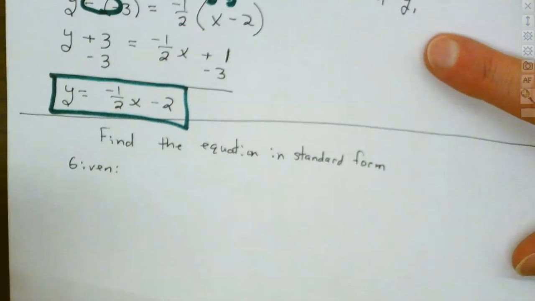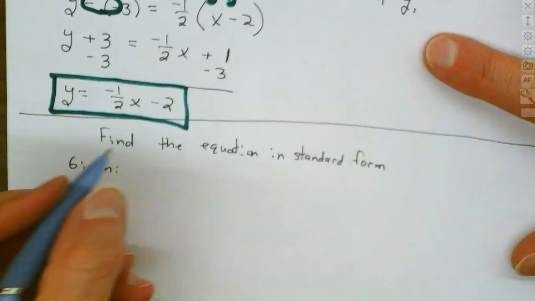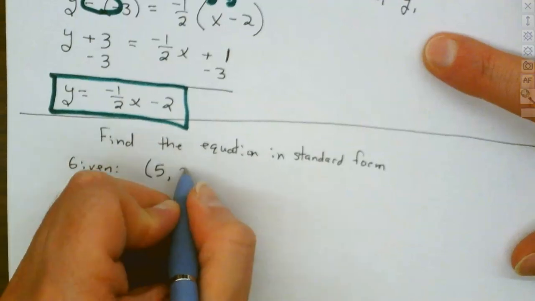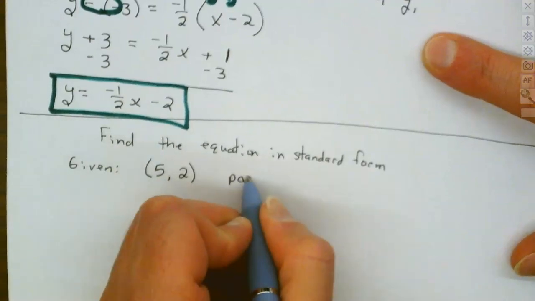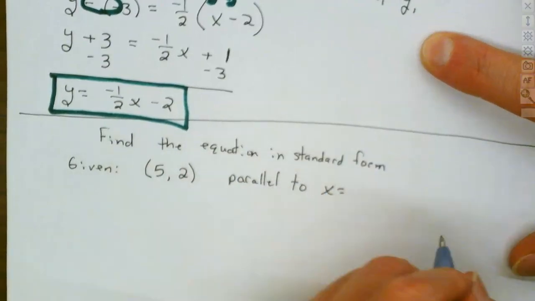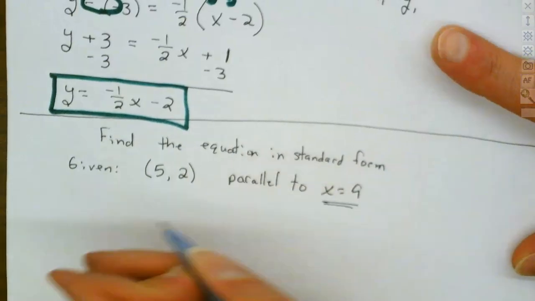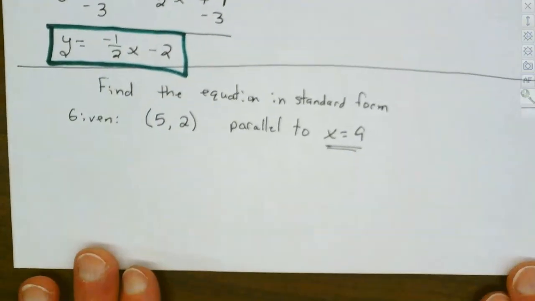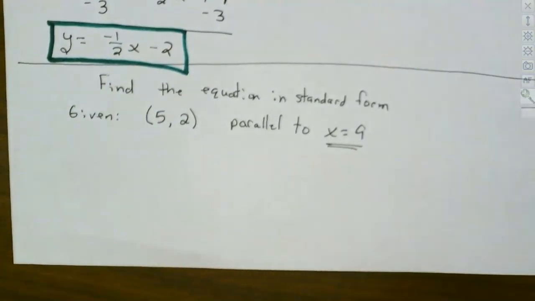And you're going to be given a point in the line equation again. So let's say we have (5, 2), and we want it to be parallel to x equals 9. Okay, now, what does it mean when I say parallel? These are easy. I don't want anyone to make a mistake on these. These are very simple to work through. When I talk about parallel lines, what do we know?